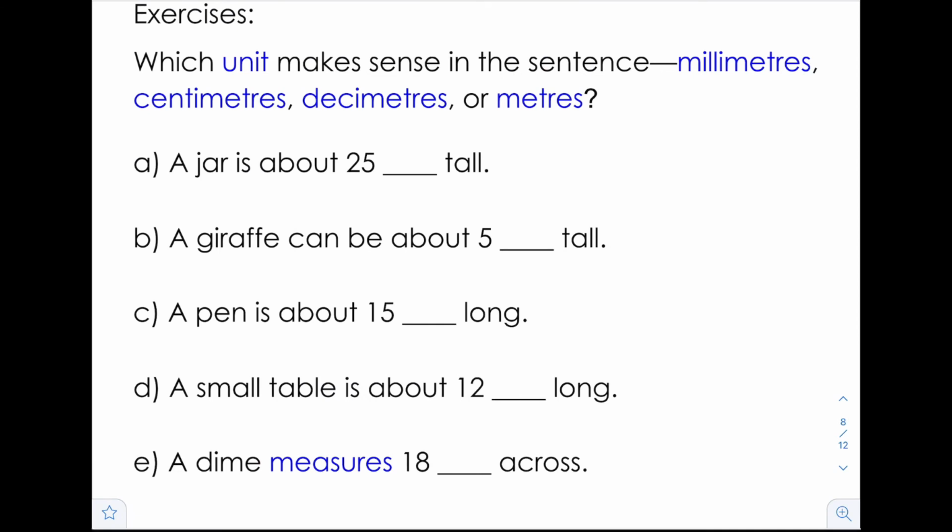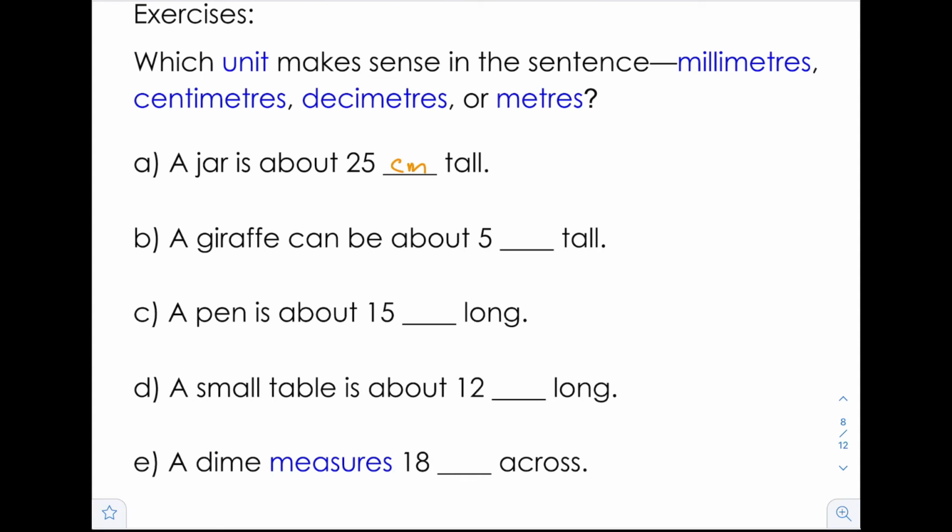Which unit makes sense in the sentence? So here are some sentences with numbers now. So decide which unit makes the most sense. Pause the video, come back when you are ready. So a jar is about 25 what tall? Well, if it was only 25 millimeters, that would only be 2.5 centimeters. So that would be a really miniature jar. So centimeters would probably be the best. And that would probably be kind of a tall jar.